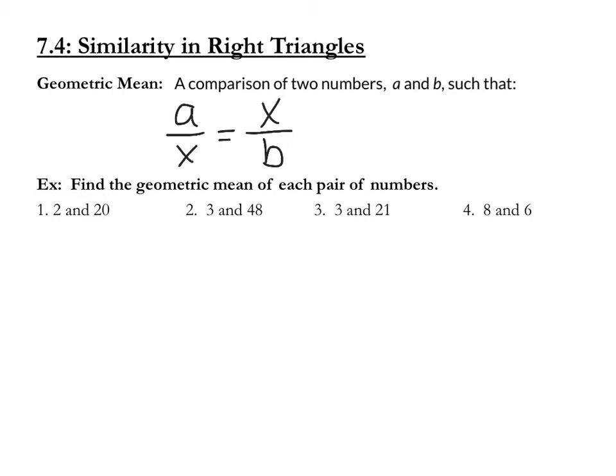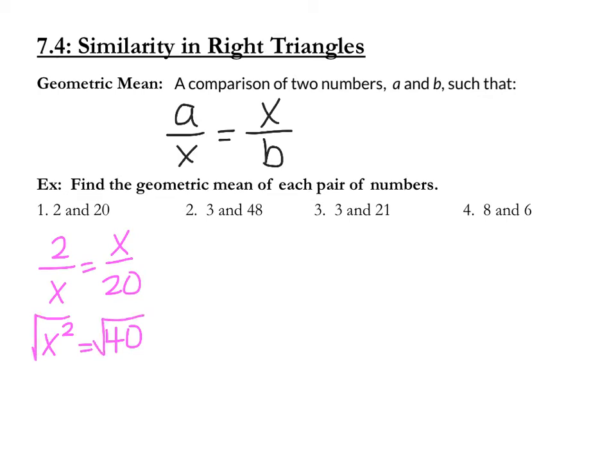So if you look at the first example here, if I go to set this one up, it's just going to be the first number, 2 over x, equal to x over the second number, 20. Cross multiply, we get x squared. Make sure you get that. X times x is x squared. Then 2 times 20 is 40. And then to solve all of these, we have to take the square root.